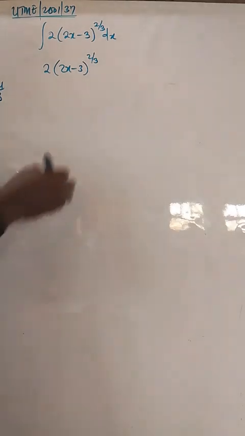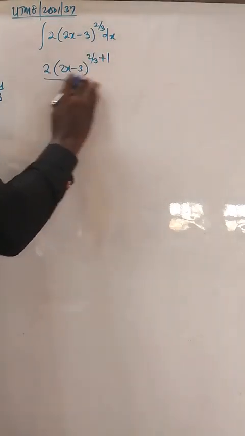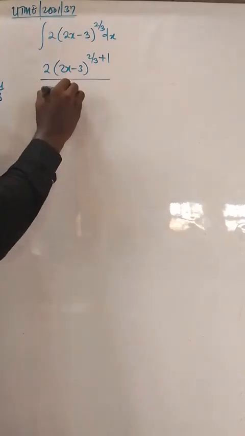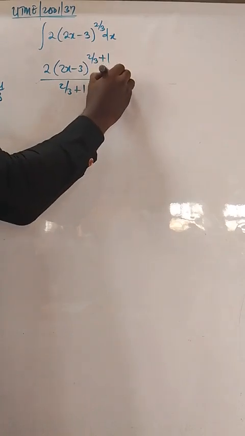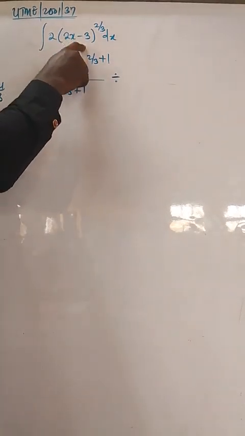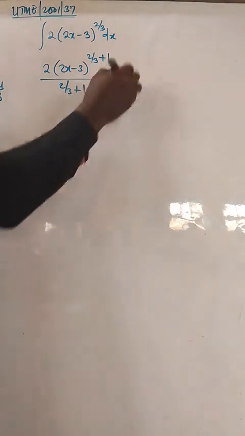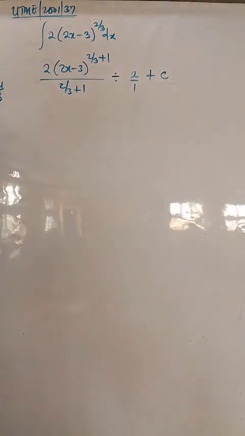So what are you going to do? We add 1 to the power. We divide by the new power, which is what? 2 over 3 plus 1. That's integrating the whole. Then we now divide by the differential of what you have inside. If you differentiate 2x minus 3, you get 2. So divide by what? 2. And that's the answer. You are done. So the only thing is just to simplify.